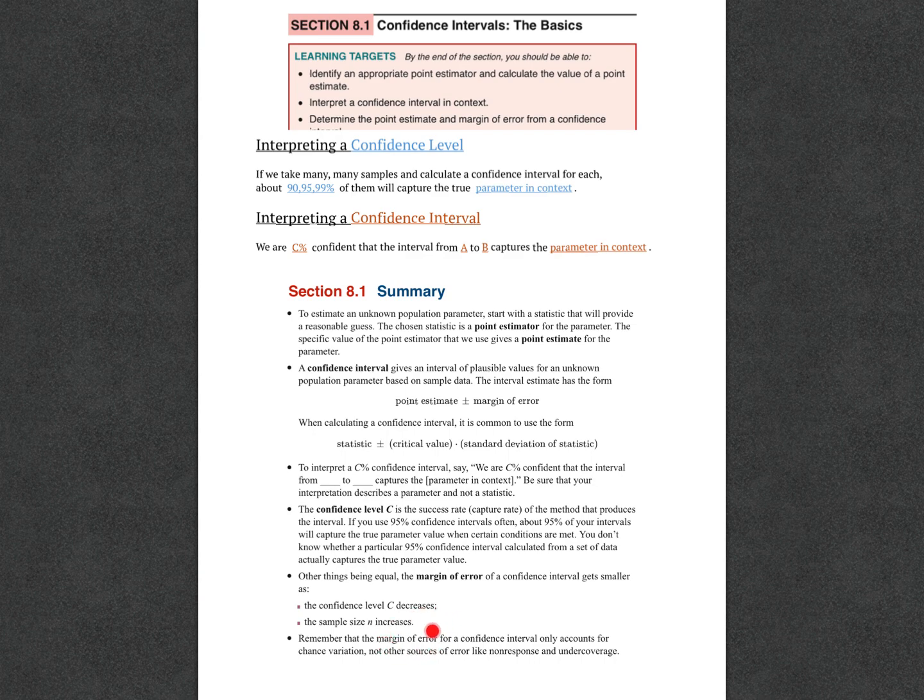All right, and then remember, the margin of error for a confidence interval only accounts for chance variation because it's based on a sample, and samples have variation, but not other sources like non-response and undercoverage, which we can't account for. So if your sample was taken in some way that had bias, then obviously that would change the margin of error. But okay, I just want to go through 8.1 because we'll actually do all this stuff in 8.2 also, but I'm not going to do any actual problems in 8.1 in this video.